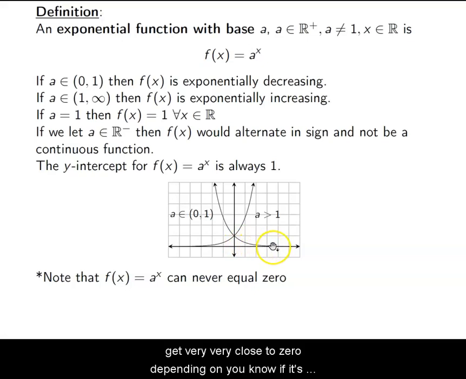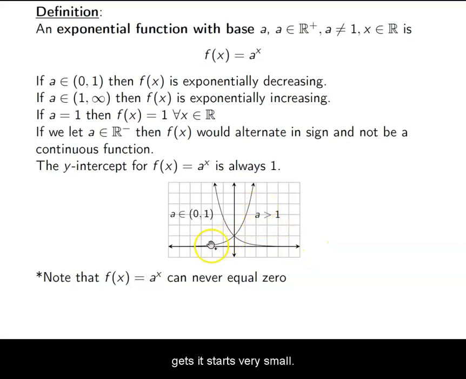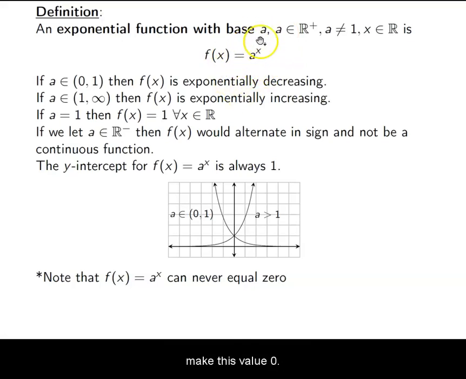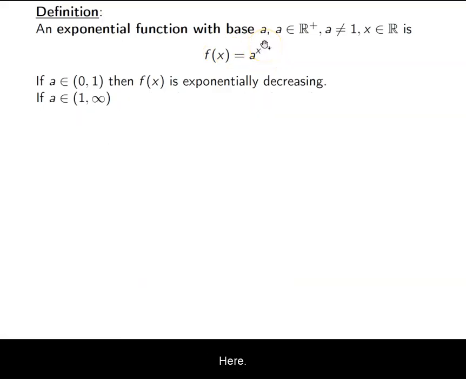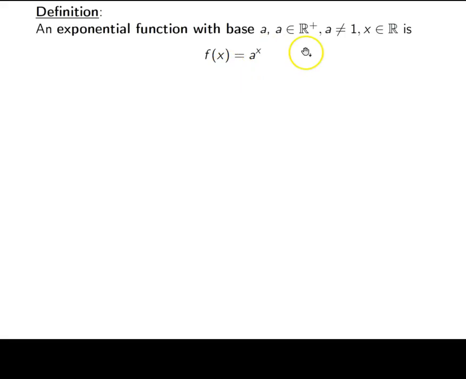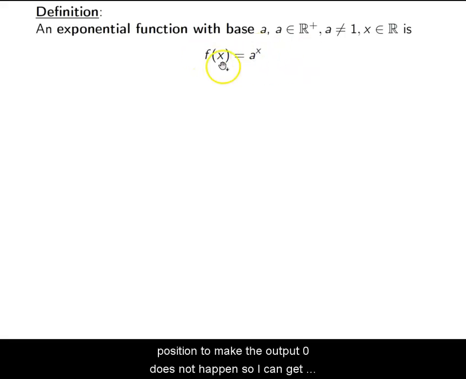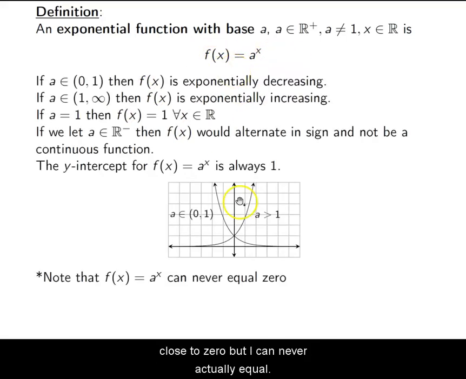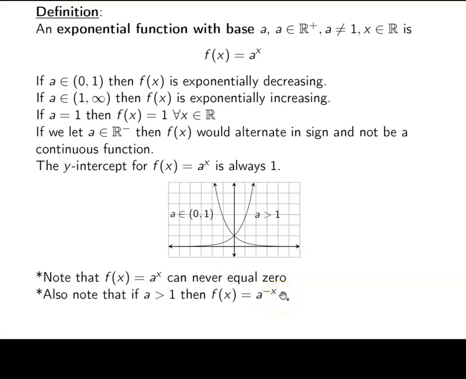It can get very, very close to 0, depending on, you know, if it's decreasing, it gets very, very close. If it's increasing, it starts very, very small. But there's no way for me to plug anything into x to make this value 0, right? I can never plug something into this exponent position to make the output 0. It does not happen. Okay, so I can get close to 0, but I can never actually equal 0, right?